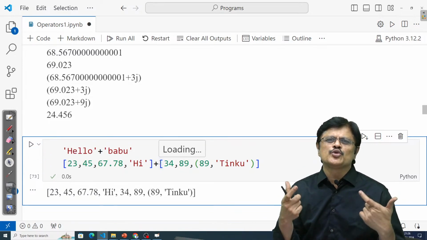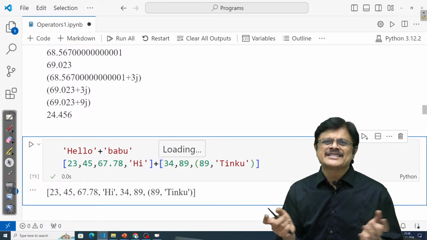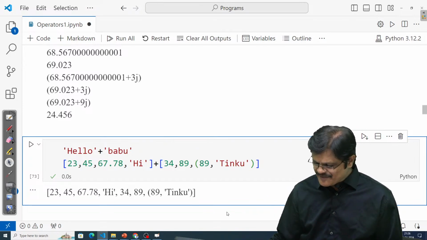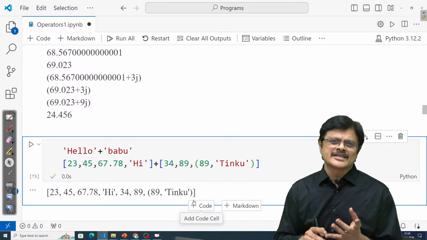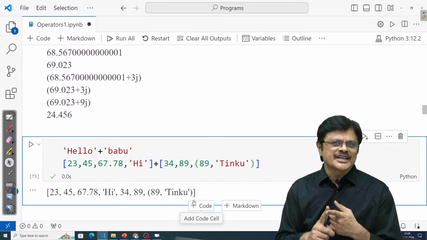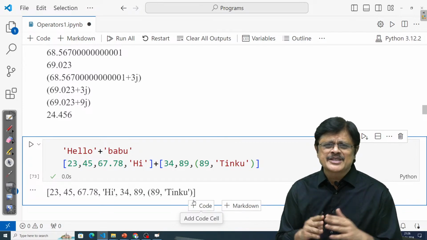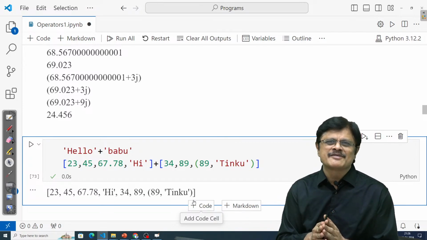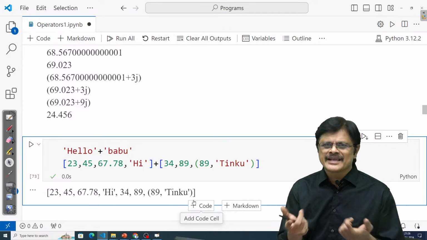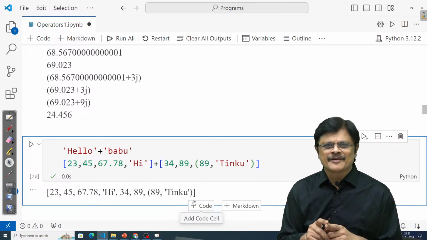That is, if you are having two sequences, the plus operator means concatenation. But please be careful. You can take any two sequences, sir. You take two strings, concatenation of the strings will happen. If you take two lists, concatenation of the lists happens. If you take two tuples, concatenation of the tuples will happen. If you take two range variables, concatenation will happen.